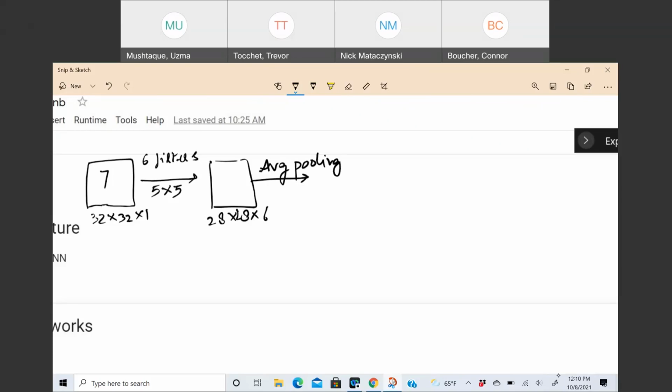And then again, here they apply 2 filters of the same size, 5 by 5, and then a stride of 2, right? And then we get a smaller 14 by 14.